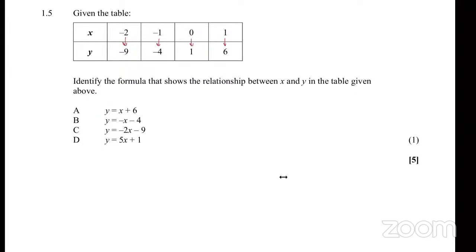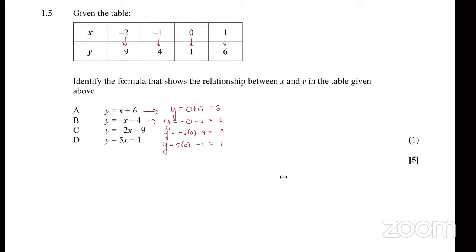So what you can try to do is sub it into the equations, right? Whenever you have X, I'm going to try for 0 and 1. Let's try and sub it into A. If I sub it into A, I'm going to get Y is equal to 0 plus 6, which is 6. So that's definitely wrong because I'm supposed to be getting 1. Okay, let's try and sub it in here. Y is equal to negative 0 minus 4, which is minus 4. That's definitely wrong. Y is equal to negative 2 into 0 minus 9, which is equal to minus 9. That's definitely wrong. Or Y is equal to 5 into 0 plus 1, which is equal to 1.